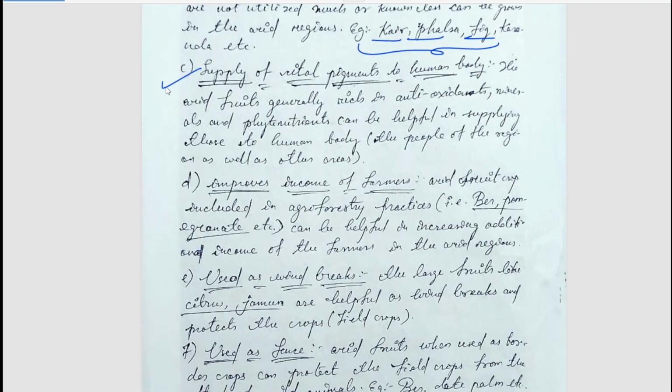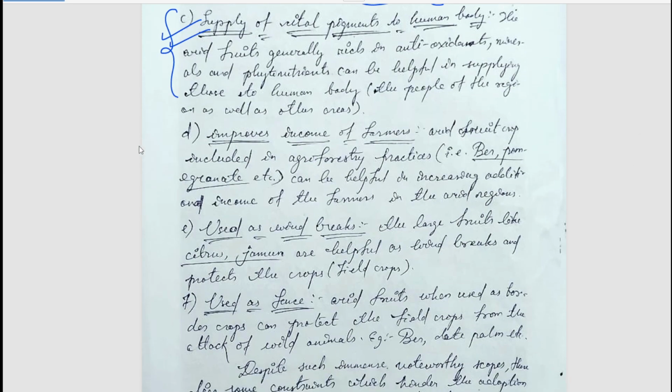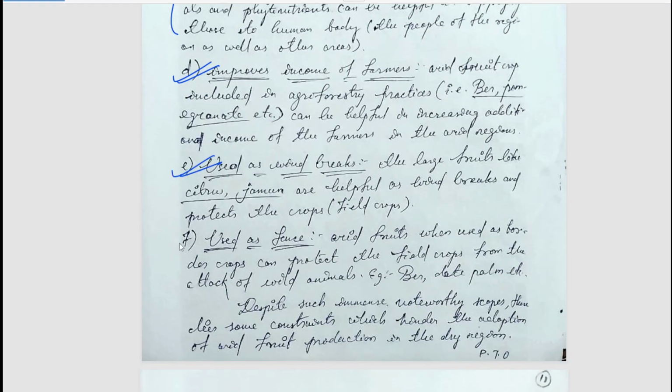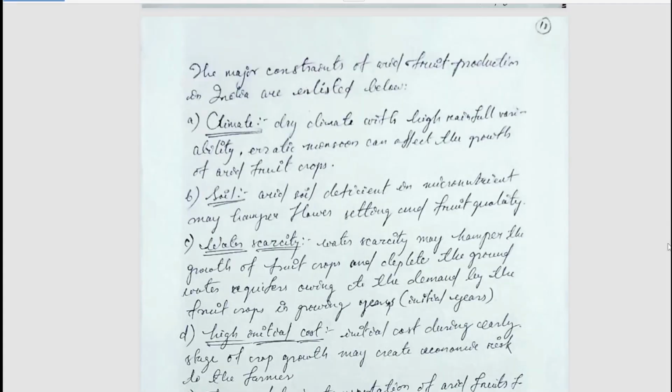All these can be very helpful to our body obviously, but these points need to be skipped. It looks a kind of vague because here we have to discuss arid areas, not fruits. Yes, it improves the income of farmers in this region, a good point. It can be used as windbreaks, it can be used as fence. So, a fairly written answer.